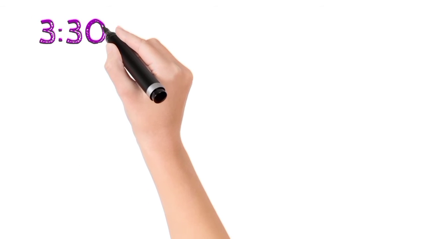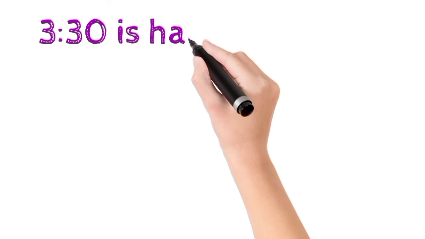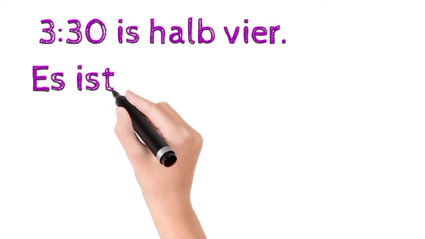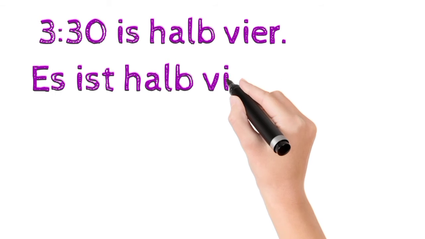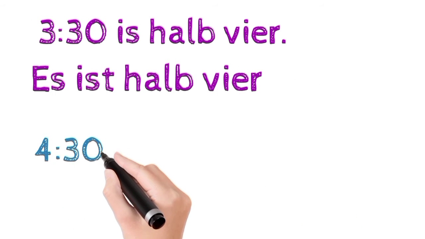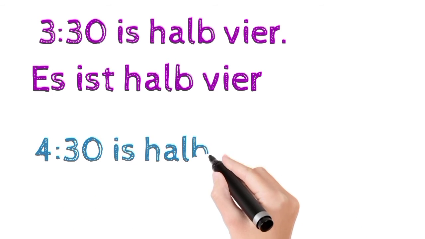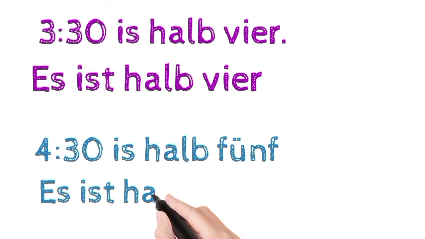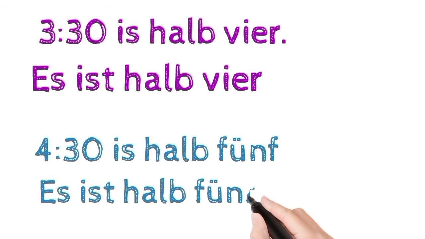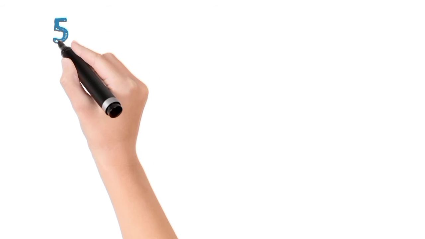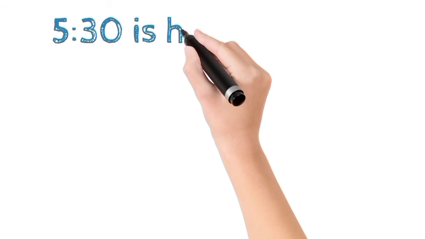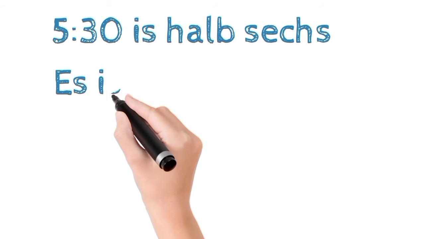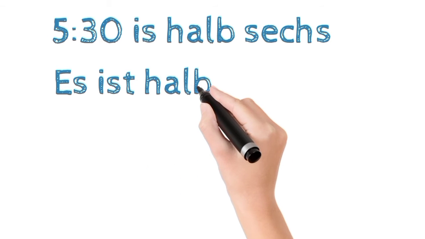3:30 is halb vier. Halb vier. Es ist halb vier. 4:30 is halb fünf. Halb fünf. Es ist halb fünf. 5:30 is halb sechs. Halb sechs. Es ist halb sechs.